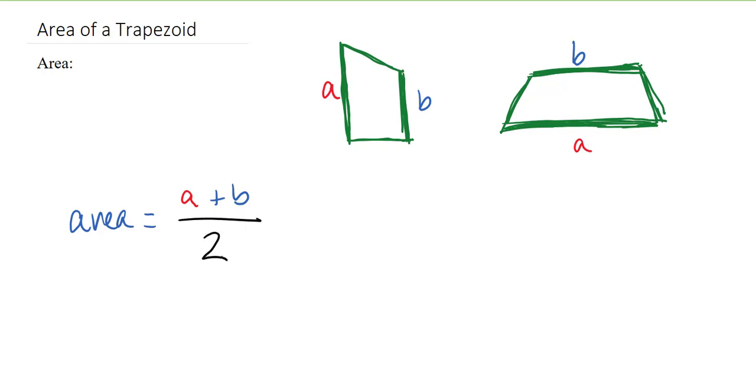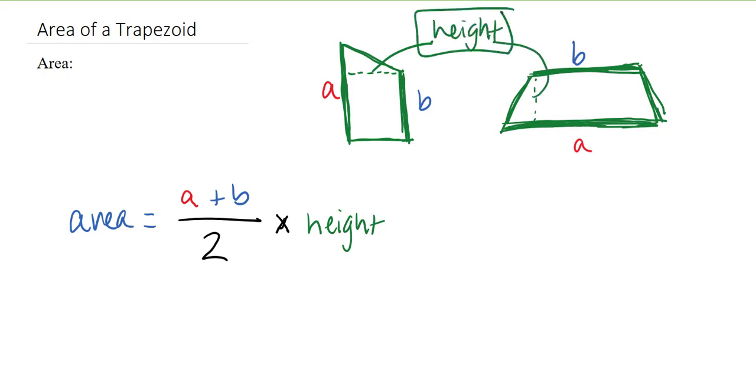So we're adding up the two parallel lines together, dividing by 2, and then we're just going to multiply it by the height. And so the height is this line here that connects between the two parallel lines. So this is the height, and that's the height. So we add up the two sides of parallel lines, divide that by 2, and then multiply that by the height. The height is just the distance from one parallel line to the next one.